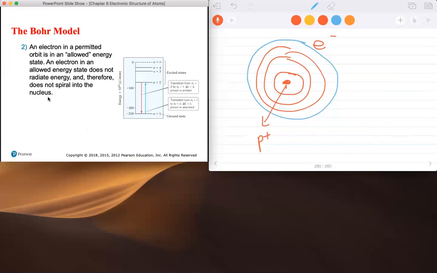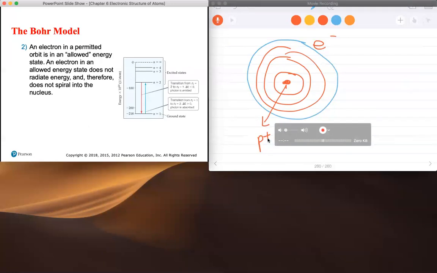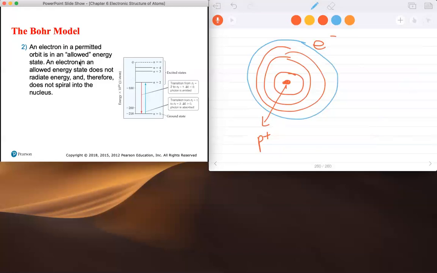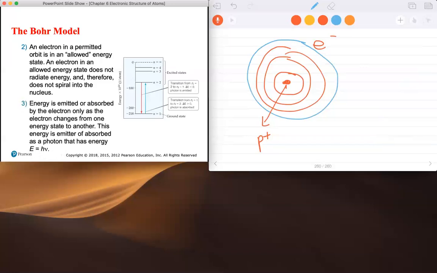Why are we saying into the nucleus? Because in the nucleus, we have the protons which are positive, all right? And it cannot also spiral away out of the atom because it is only allowed certain energy levels, all right? And he stated that the energy of an electron can be calculated using this equation, which we looked at earlier on.